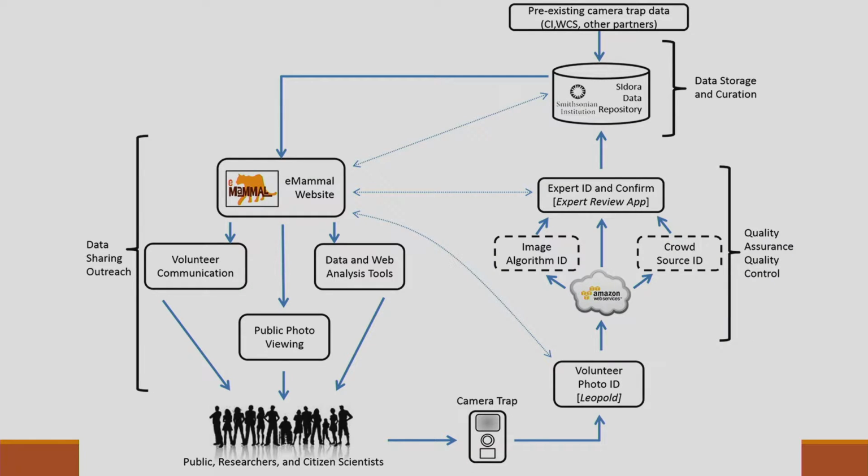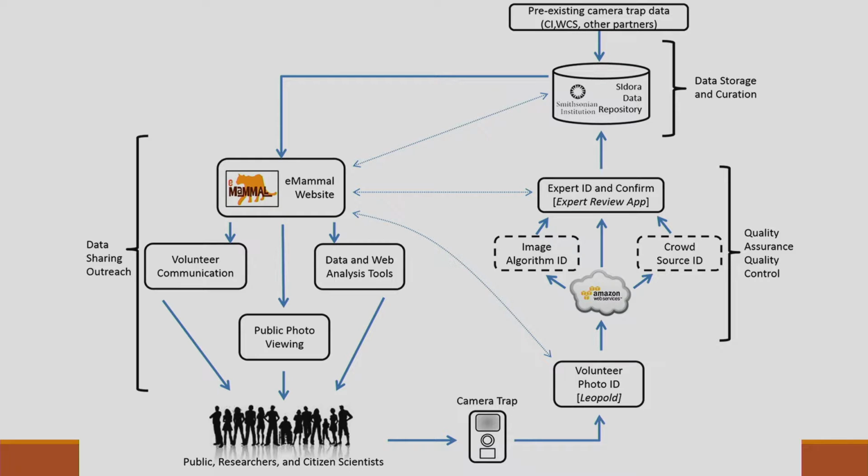So we created this thing called eMammal. This is the data flow pipeline. It starts out here with the researchers or the citizen scientists. They use the camera traps. We have a desktop app that allows them to sort and tag that data relatively easily. They push send, and the data goes up to a cloud site. At the cloud site, it undergoes expert review. So some expert looks at it and says, yes, that's a deer. Yes, that's a squirrel. Yes, that's a bobcat.